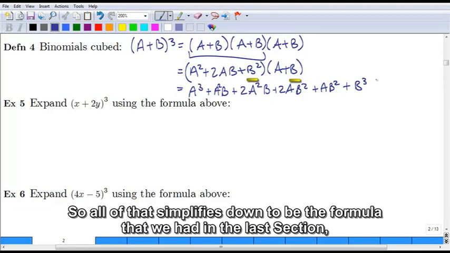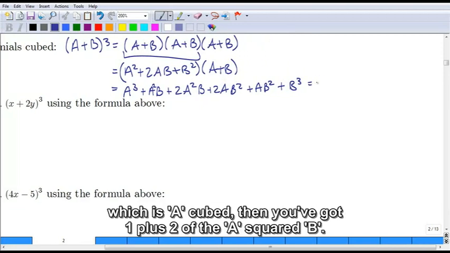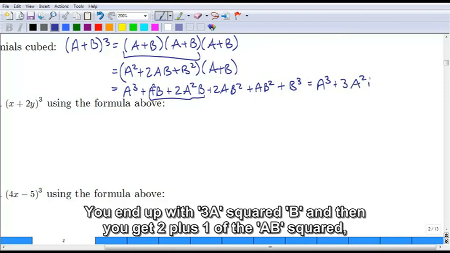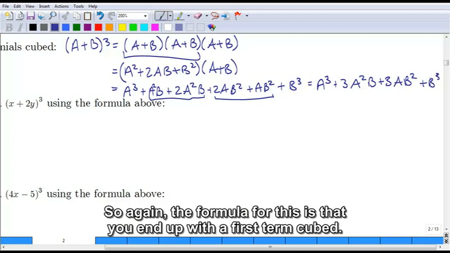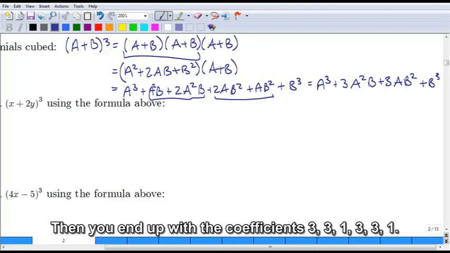So all of that simplifies down to be the formula that we had in the last section, which is a cubed, then you've got 1 plus 2 of the a squared b, so you end up with 3a squared b, and then you get 2 plus 1 of the ab squared, so 3ab squared, and a b cubed. So again, the formula for this is that you end up with the first term cubed, then you end up with the coefficients 1, 3, 3, 1.